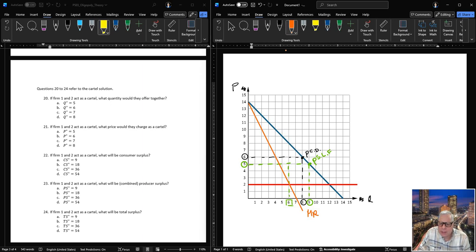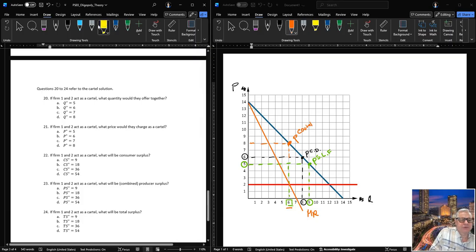And now we can see that the optimum quantity, or the profit maximizing quantity, is also 6. Marginal revenue equals marginal cost, but they charge now a price of 8. So here we have the price of the cartel. What quantity do they offer? They offer together 6. What price do they charge? Well, that's 8.